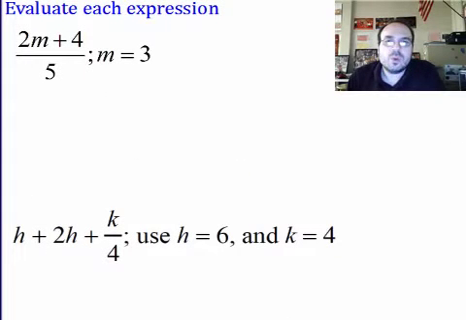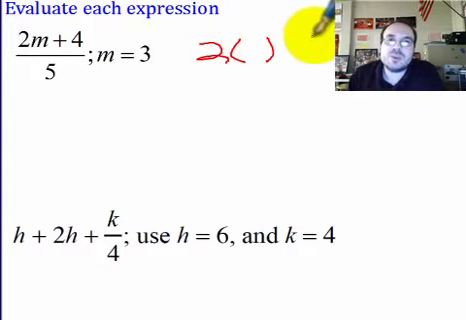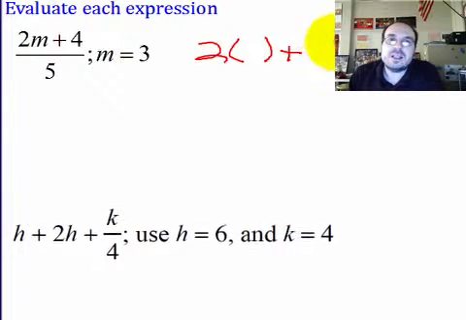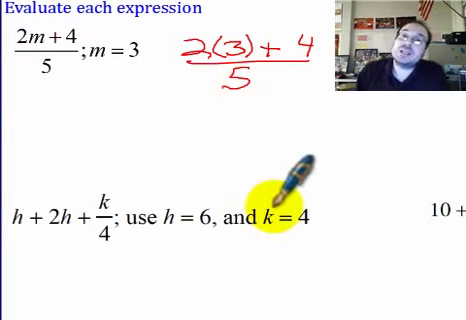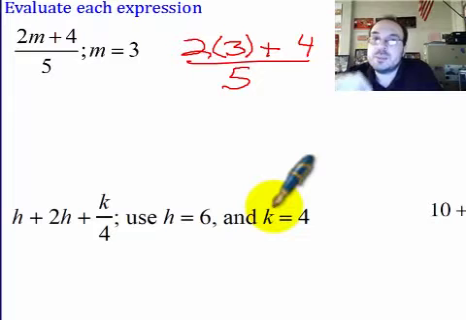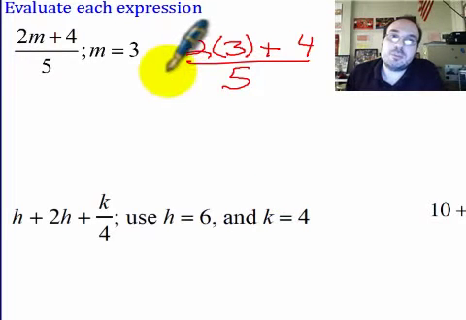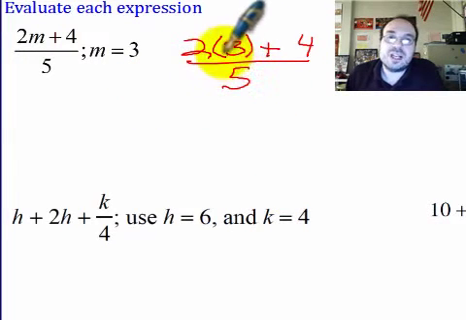And then the last thing we want to do here is evaluate, which basically means plug in the numbers that I give you for the letters. So here I have 2m plus 4 over 5. And when I do this, I always rewrite the problem and leave a blank space with parentheses where my letter was, and then fill it in. And that helps me a lot, if I'm having to plug in a number where there's a negative involved, that kind of helps me too, and you'll see that in the next one.